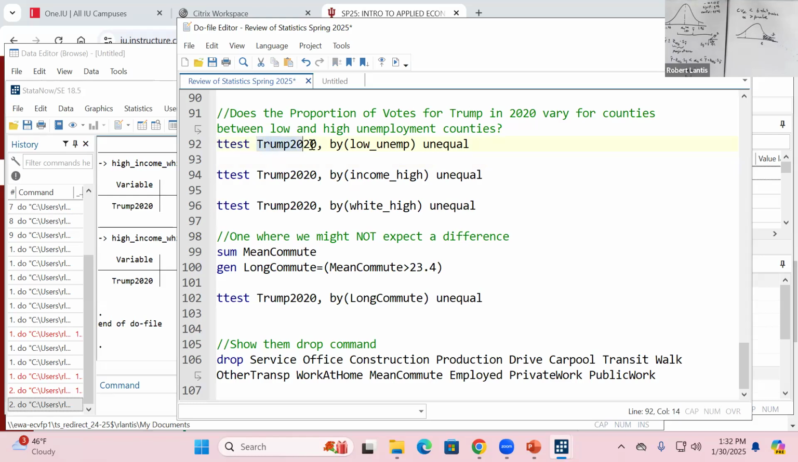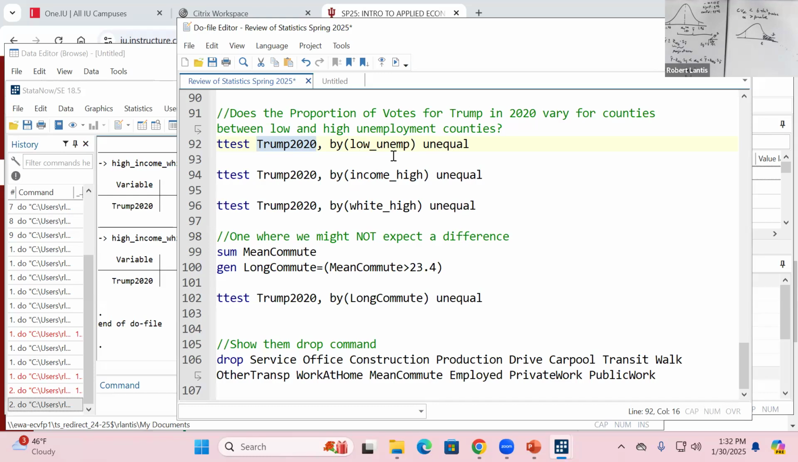what I first tell it is, okay, what variable am I wanting to test for the difference in the means? So for us, this was: is there a difference in the mean proportion of people who voted for Trump in 2020 across different groups? What are those groups? Well, the first one, I just wanted to know low versus high unemployment rate counties. So by this low unemployment rate variable I created, that had 0s and 1s, it created my 2 groups there. Low unemployment rate counties and those that weren't considered low, high unemployment rate counties, right?